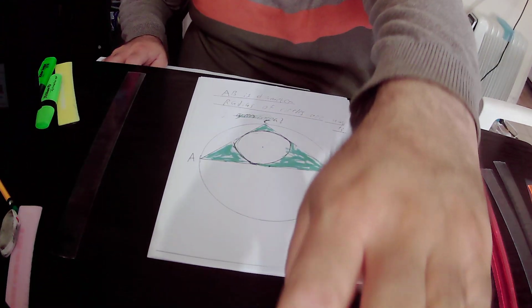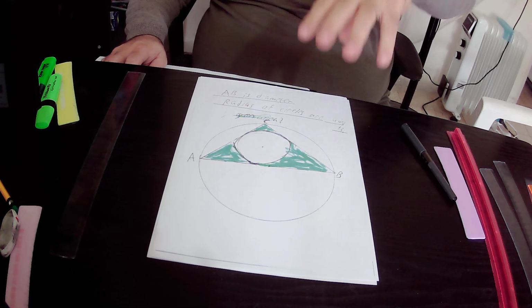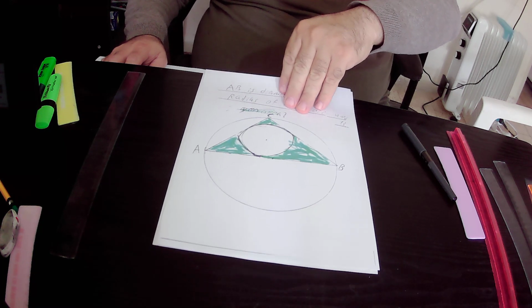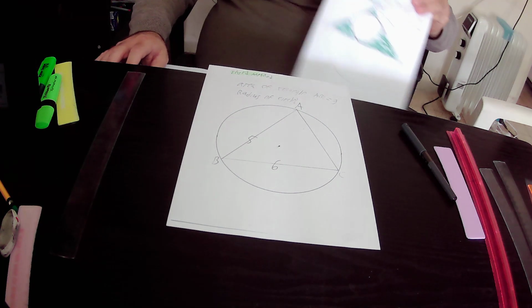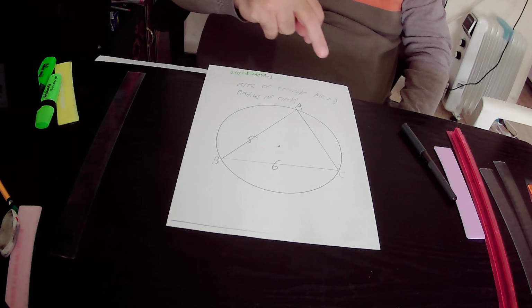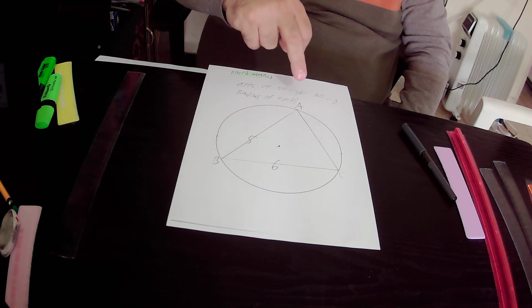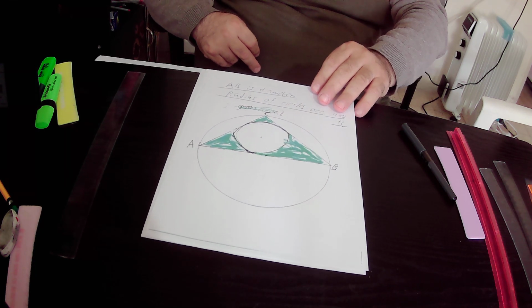And now in this lecture we'll answer two questions. In the first question we'll find out the blue area, and in the second question we'll find out the radius of the circle that circumscribes triangle ABC. So we'll start with the first question.